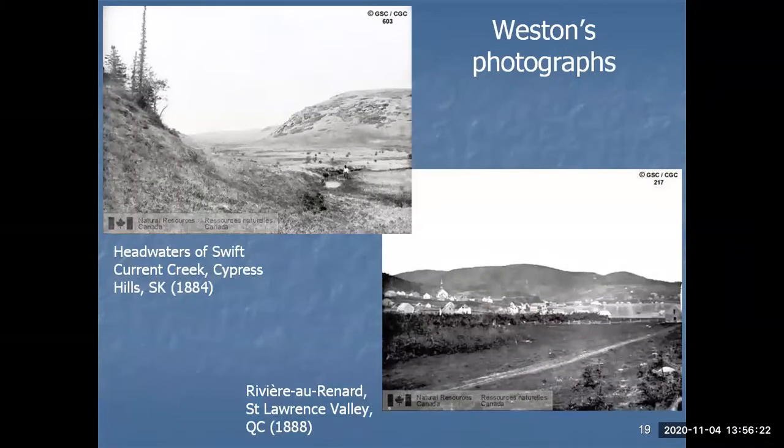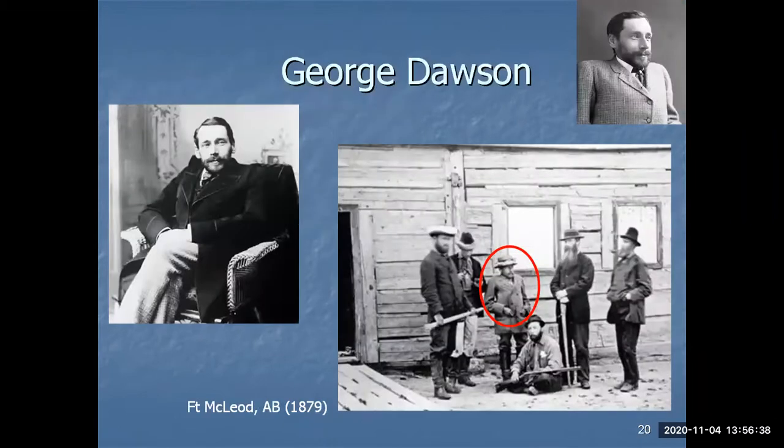As a photographer, he did go out in the field. He went at least as far west as the Cypress Hills in Saskatchewan. This photograph up in the left corner is one that he took, and he also did work out in Quebec. So that's what you're looking at there. So Weston took these photographs, and you can see the work that he had done.